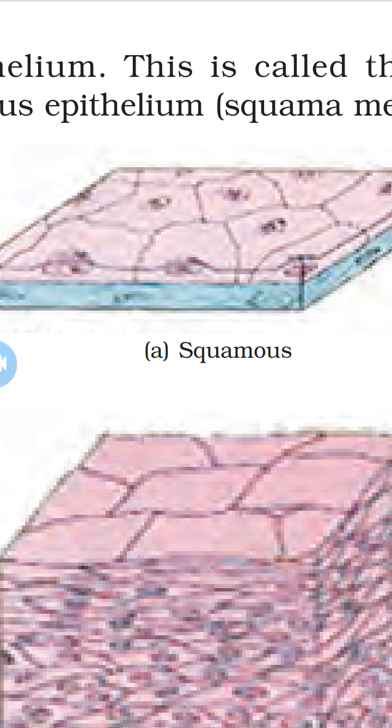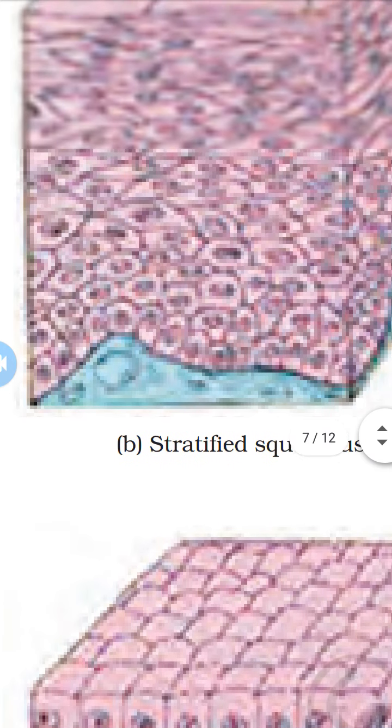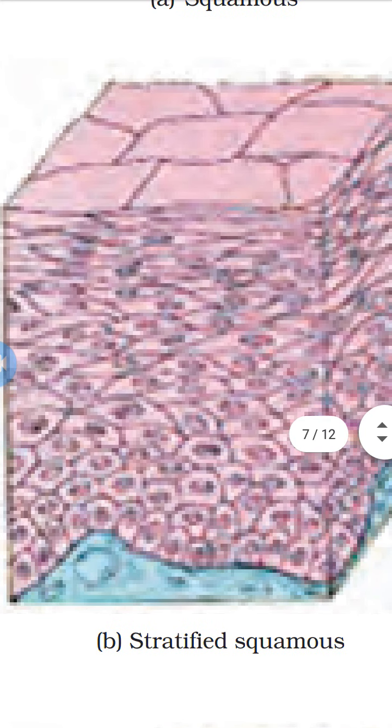And the second one is stratified squamous epithelium. Stratified squamous epithelium is made up of epithelial cells arranged in many layers. It offers protection and prevents wear and tear, for example skin.